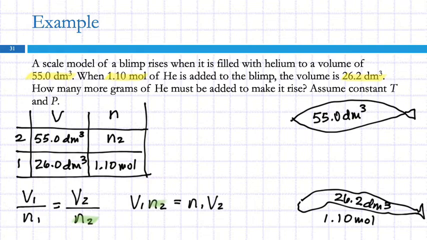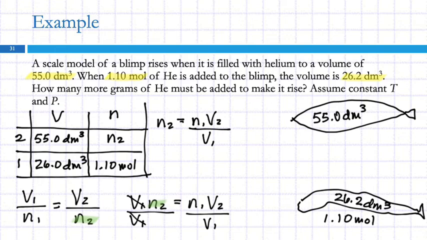And of course, you might be thinking, why do they give it to us as fractions? Why don't they give it to us after it's been cross-multiplied? Oh, they have their reasons. So we'll divide by V1 on both sides. So N2 is equal to N1 times V2 over V1.